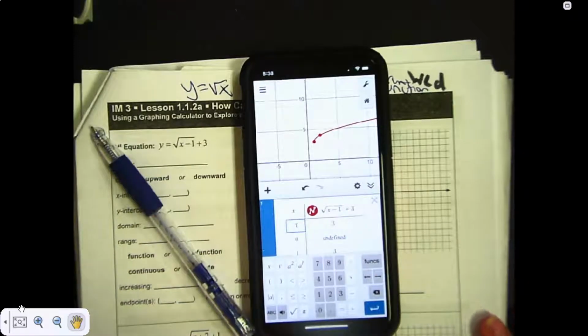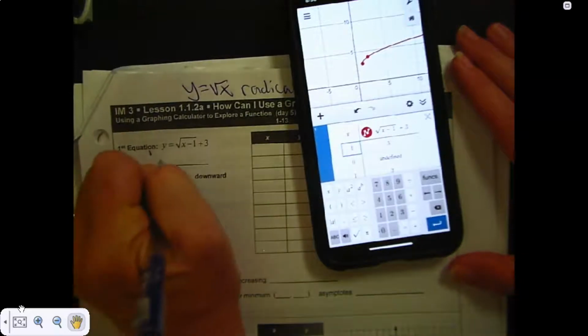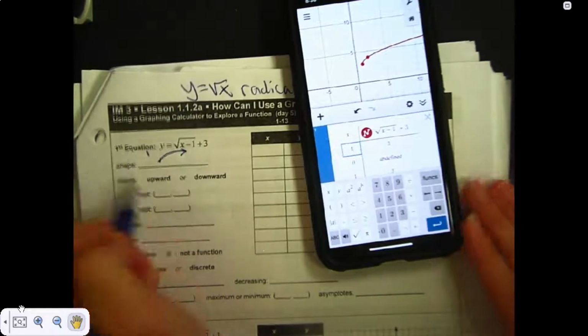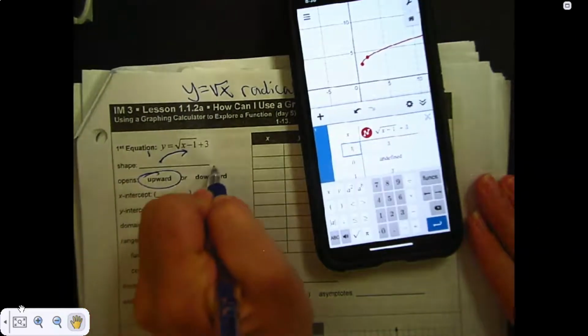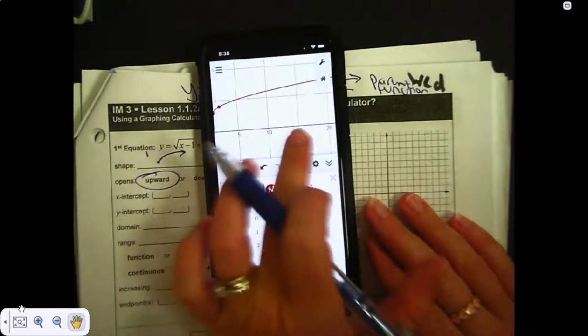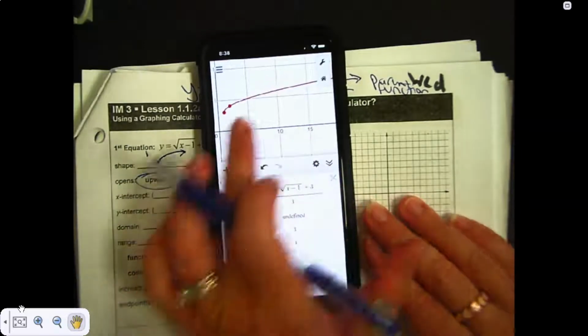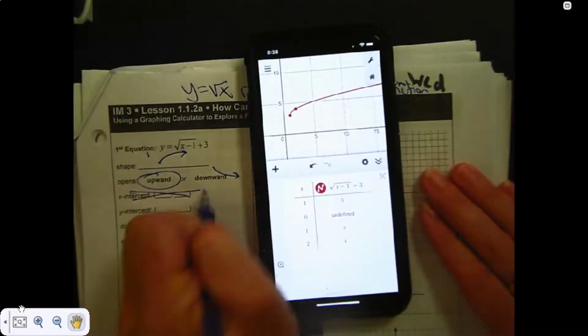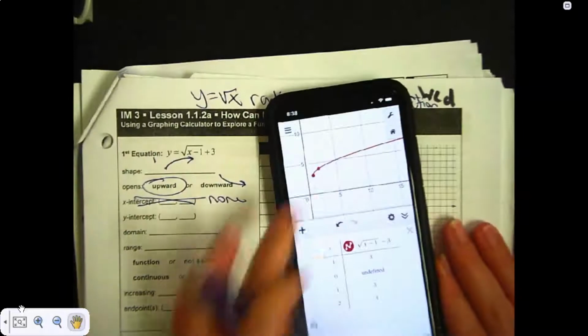That's the start when we're dealing with domain and range, okay? So I guess we can say if we're dealing with shape, well, it looks something like that. It's opening up. Opening down would look like this. The x-intercept is where it crosses the x-axis. That's the nice thing about having it on your phone: you can move it around. You can also do this on your computer. There is no x-intercept, so there are none. The y-intercept, it's not crossing the y-axis either.